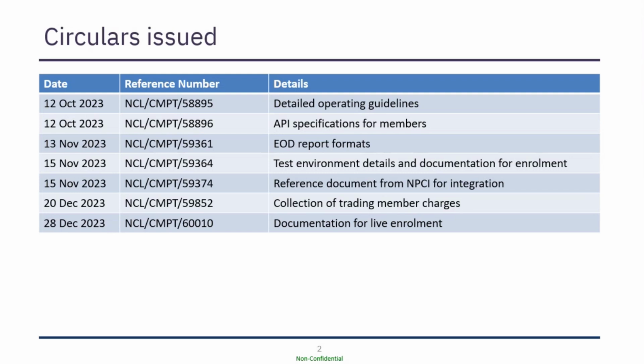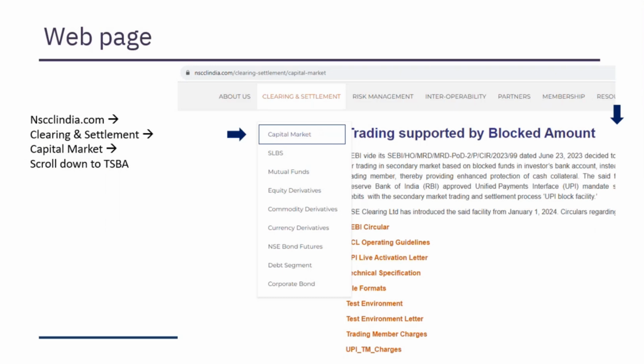If you want to see all these circulars, we have consolidated all of this in a single place. If you go to nseclindia.com, go to the clearing and settlement link and capital markets and scroll down, you will see the heading trading supported by blocked amount. There are numerous circulars, but all of them are available in one place where you can access them.